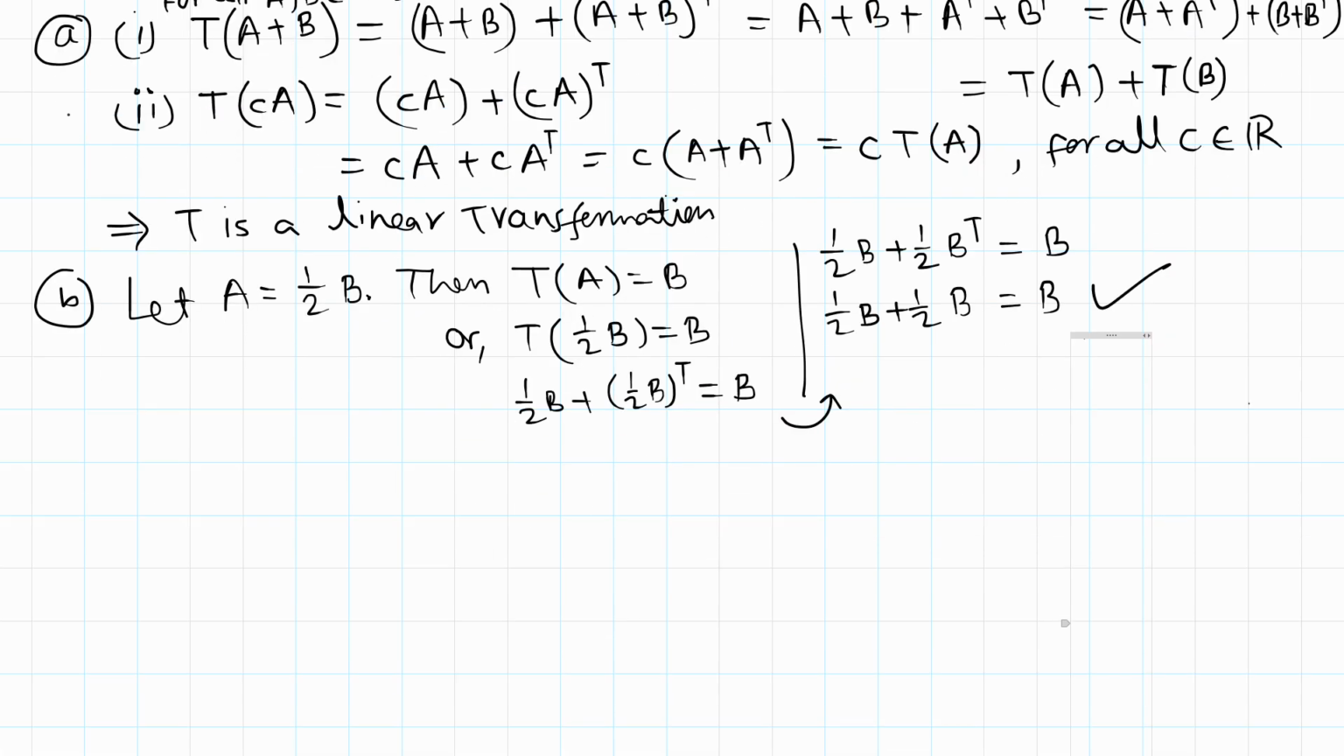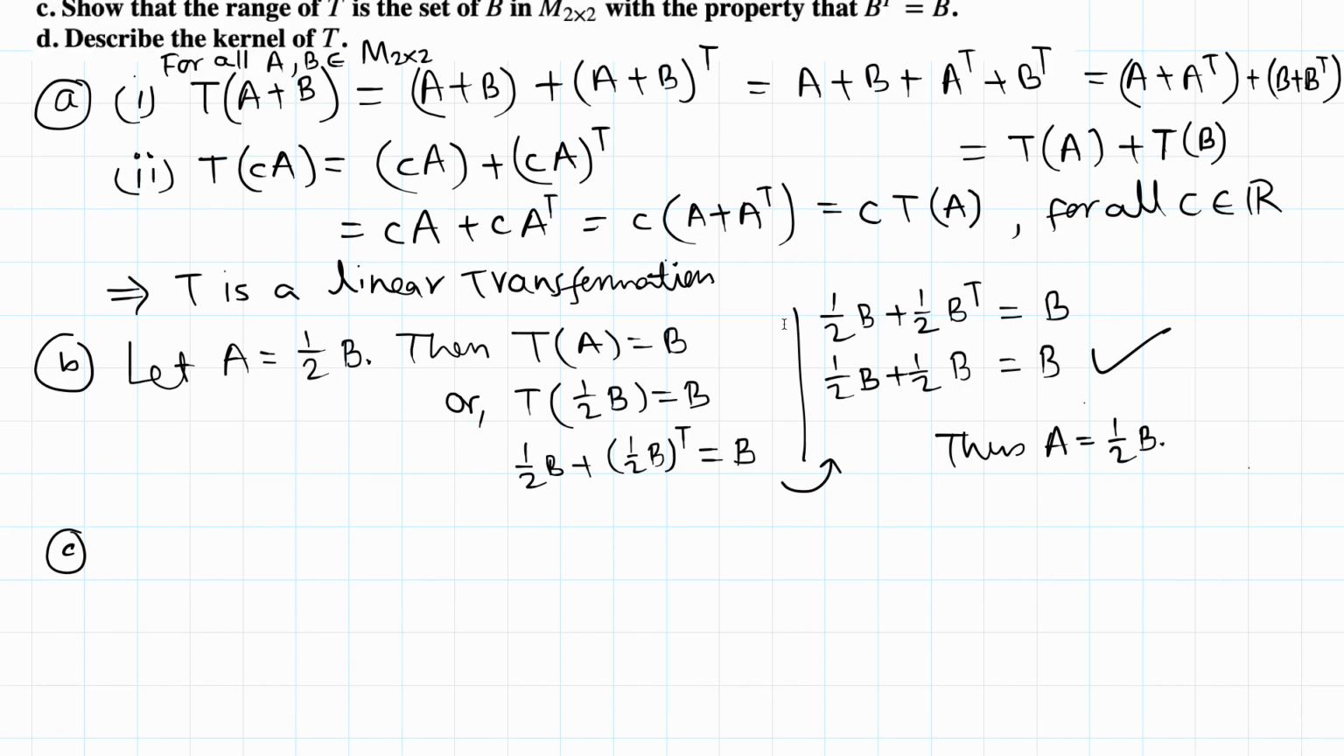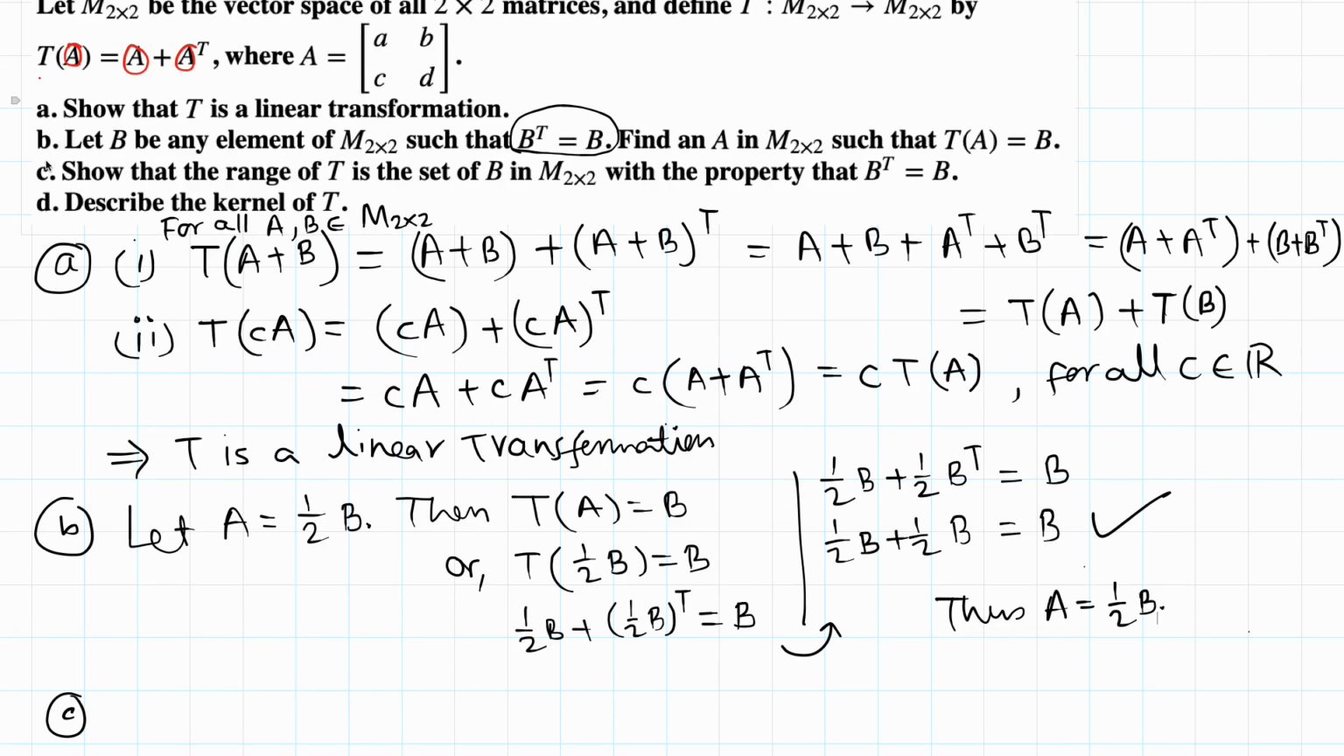Now let's do part C. So we're going to write down that A equals half of B. In part C, show that the range of T is the set B with the property B transpose equals B.